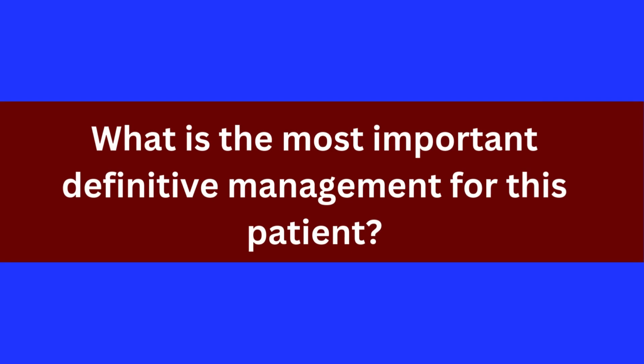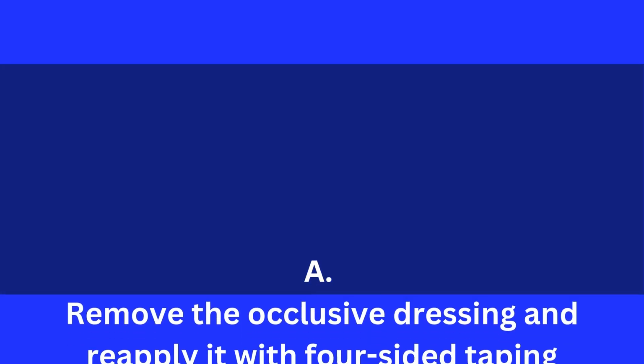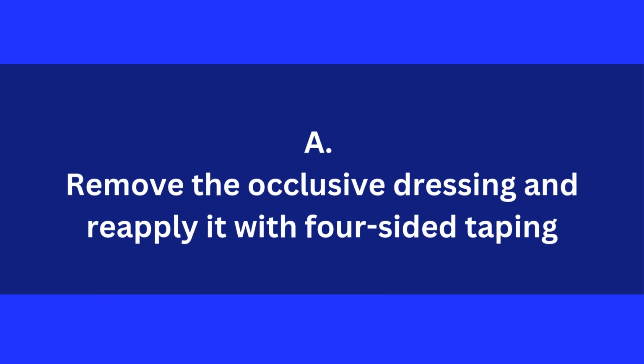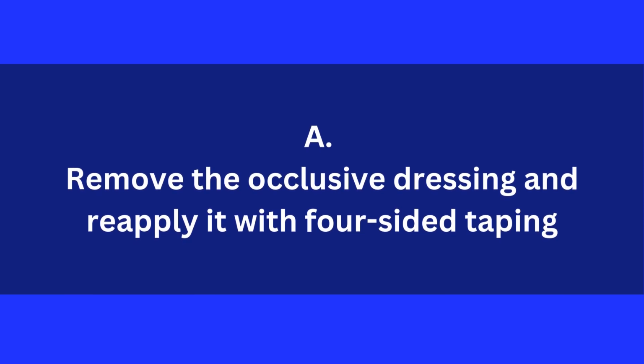My first question will be, based on the presentation, what do you think is going on here? So I think this is a sucking chest wound or an open pneumothorax. Okay, very good. Let's go through the options and let's see which is the correct answer. So we are looking at the definitive management for this patient. Okay, so answer A, remove the occlusive dressing and reapply it with 4-sided taping, is possibly one of the last things I'd want to do. We're going to cause this gent a lot more discomfort and potentially tension. Very good. So it will convert the open pneumothorax into tension pneumothorax.